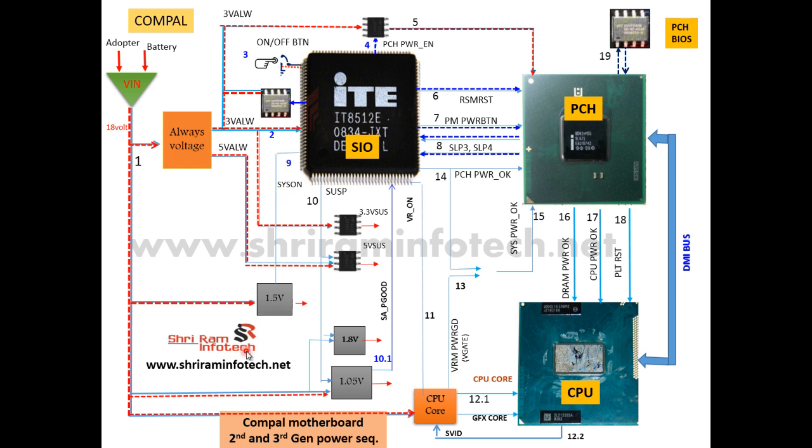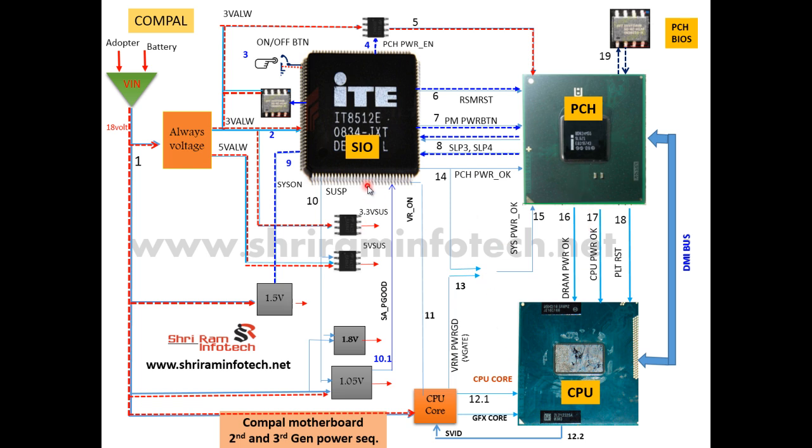The next signal: when the SIO gets this confirmation from the PCH, it generates the next signal called system power on, or SYS ON. The SYS ON signal gives the enable signal to this pulse width modulator, and then this 1.5 volt will be generated, and this 1.5 volt goes to the RAM, PCH and the CPU, all 3 chips. This 1.5 goes to the CPU, PCH as well as the RAM.